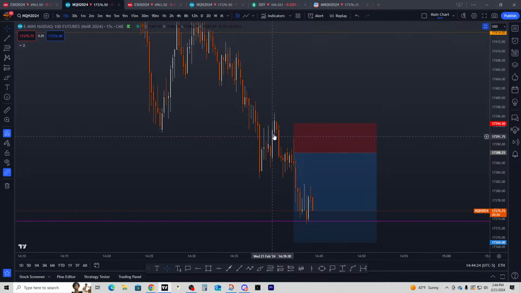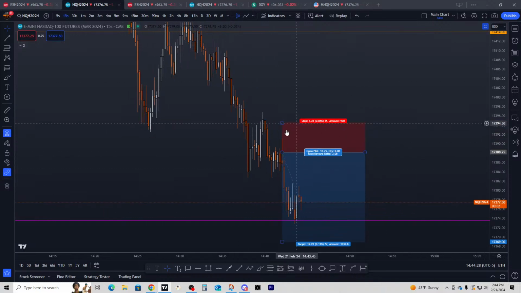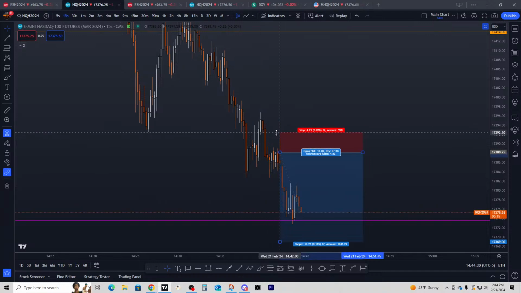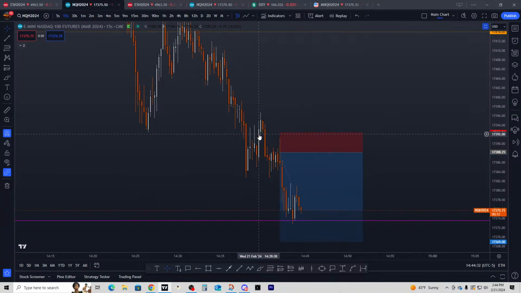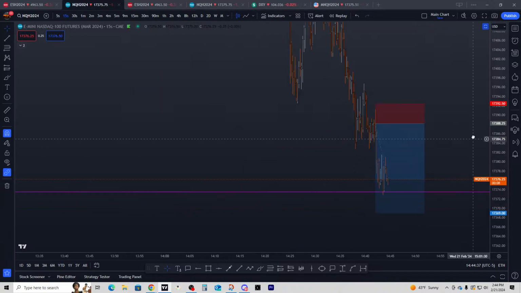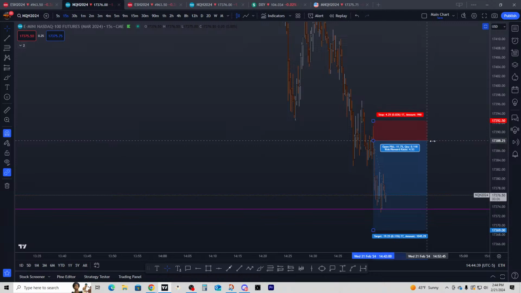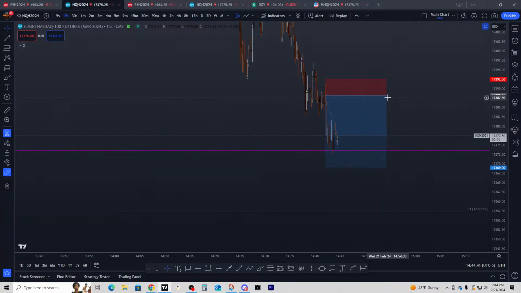So we inverse that 15 second. We had SMT at the highs. And I had my stop. I moved it literally right here, right above this 15-second high. So that risk really wasn't much. It was 4 points on a micro.